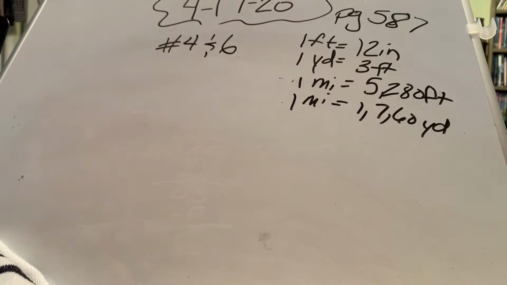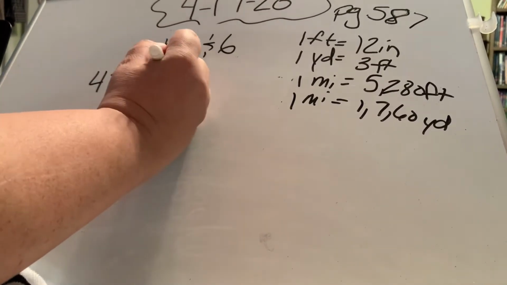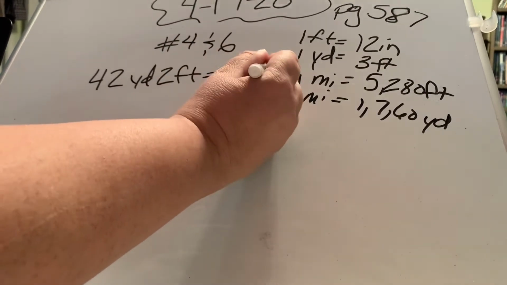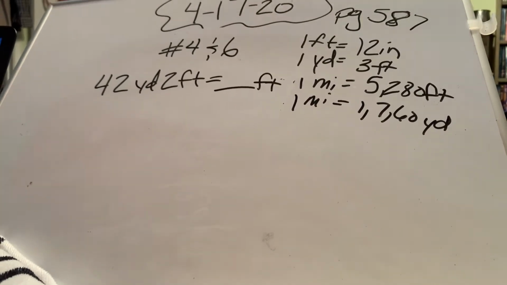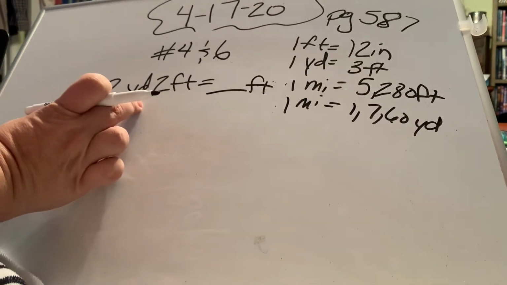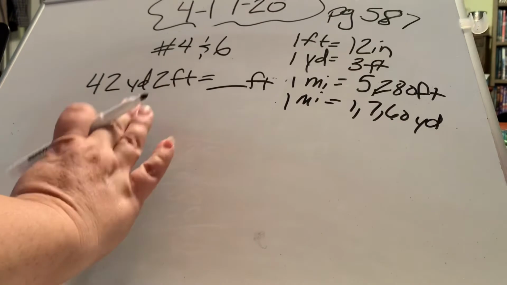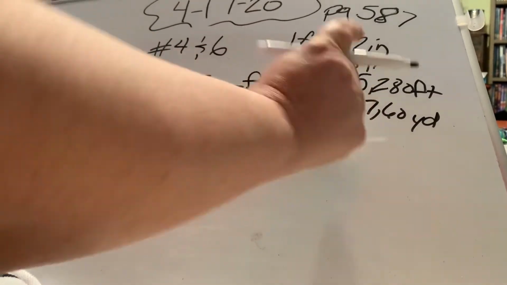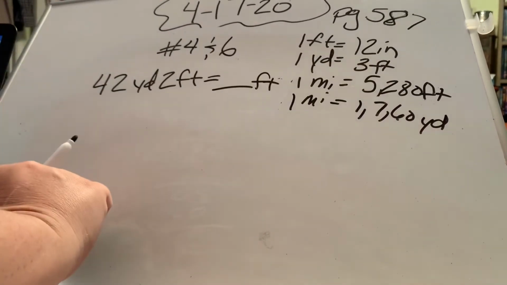Okay, let's try number 6. We had 42 yards and 2 feet. We want to go to how many feet? This one was slightly trickier. First of all, are you going to multiply or divide? Look, yards to feet, you are breaking it up, so you're going to have to multiply.